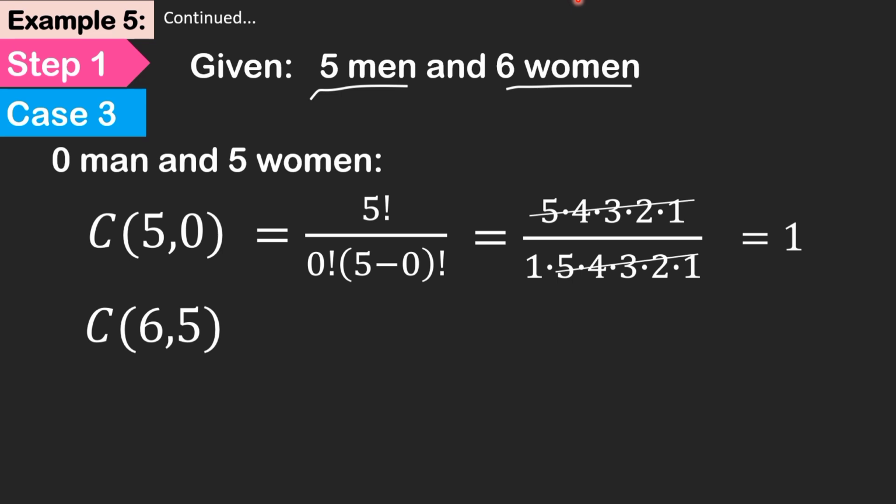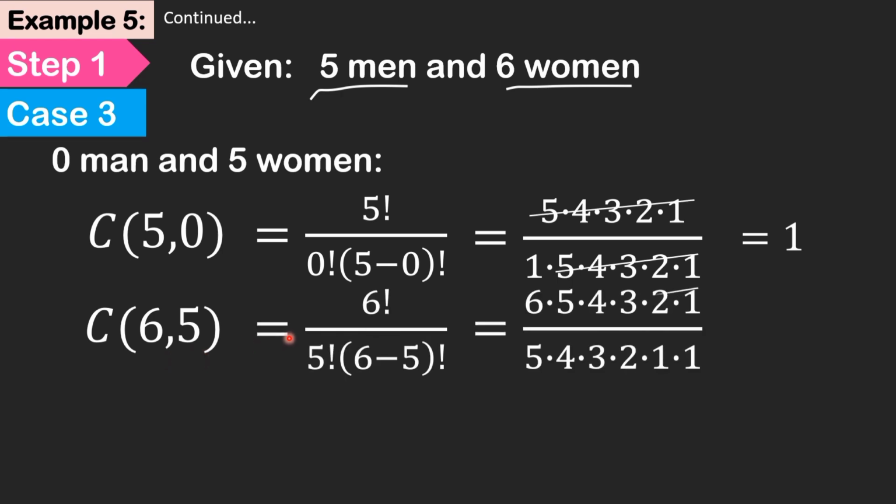Then choosing 5 women out of 6 women, that is combination of 6 taken 5 at a time. Substitute the value of n and r to the combination formula. Expand, then simplify by cancellation. Then it is equal to 6. Multiply, then there are 6 ways to select 0 men and 5 women out of 5 men and 6 women.